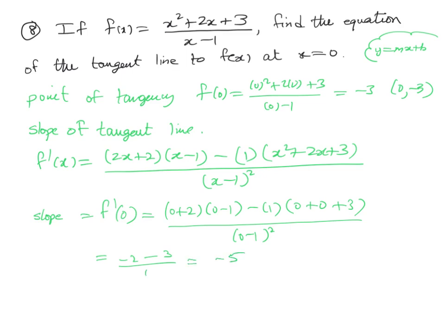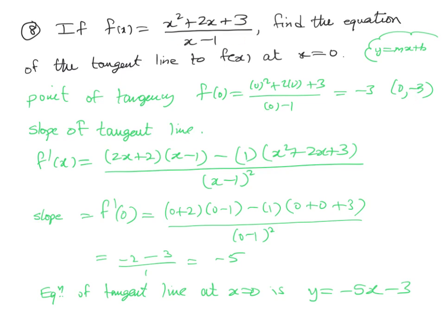So the equation of the tangent line at x equals 0 is y equals negative 5x minus 3, because negative 5 was the slope, negative 3 was the y-intercept. So there is the equation of the tangent line. And how did I do it? Well, I needed a point, I needed a slope. To get the point, I plugged the x equals 0 into the function to get the y-coordinate, and that happens to be the y-intercept, which is convenient.